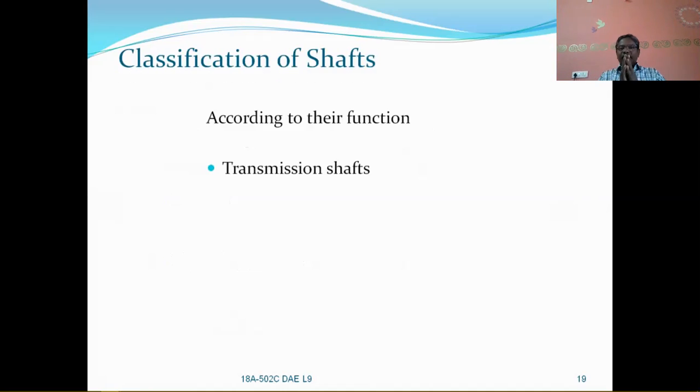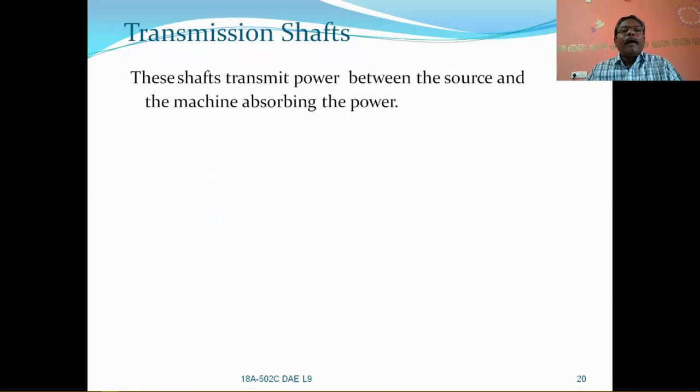Function means where we are going to use it, its working style. So here in this case, according to their function, number one is transmission shafts, and number two is machine shafts. And now let us see the transmission shafts.